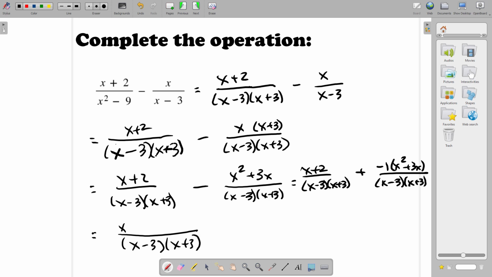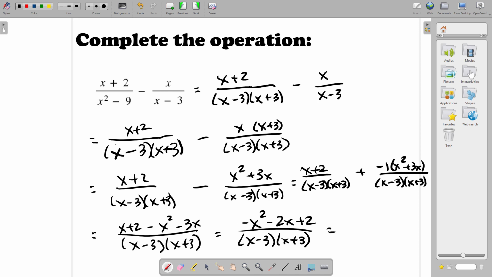And this becomes x plus 2. This is minus x squared minus 3x. Combine my like terms. We get a negative x squared. A negative 3x and a positive x is a negative 2x. And we have a positive 2.